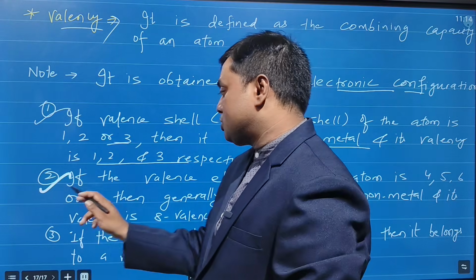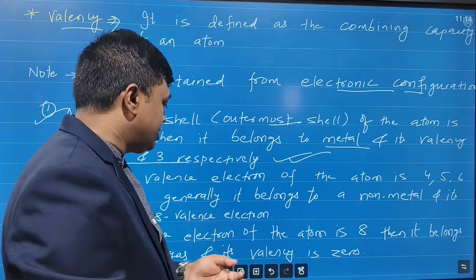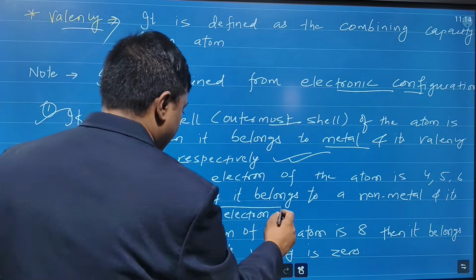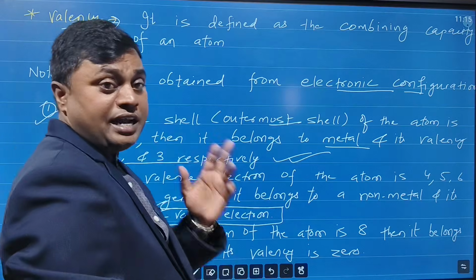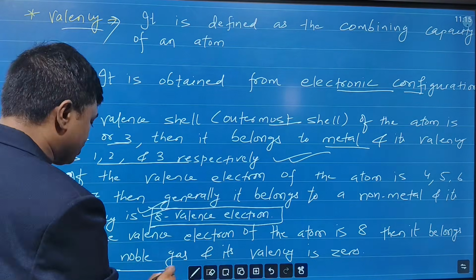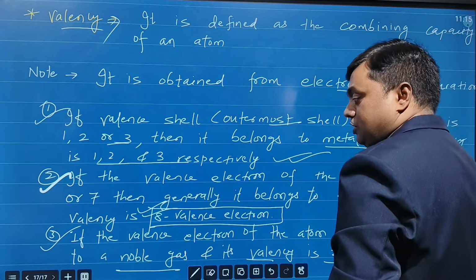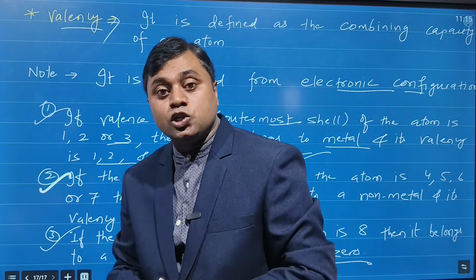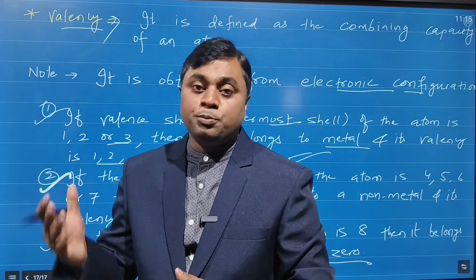And if the valence electron is 4, 5, 6 or 7, generally it belongs to non-metal. And valency is what? 8 minus valence electron. And last point, if the valence electron of the atom is 8, generally it belongs to the noble gas or inert gas and its valency is 0. So this is all about the fundamentals of chemistry. I hope you understood these concepts. You have to practice once.